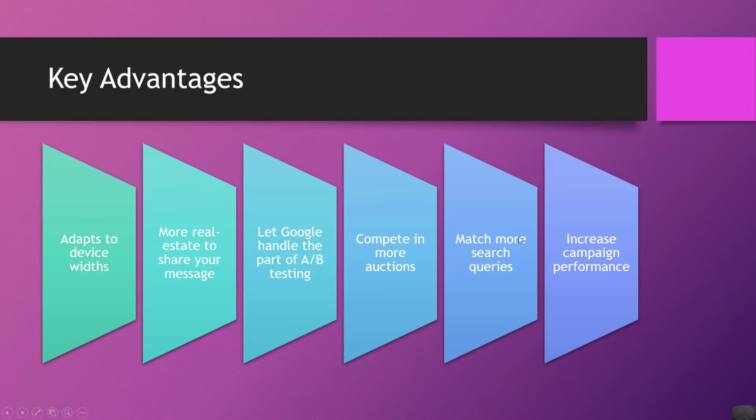So these three advantages: compete in more auctions, match more search queries, and increase campaign performance. I think this is the most important unique selling factor of this new feature, because everyone wants to optimize their Google Ads campaign, and everyone is trying out different things. But with these responsive text ads, you are actually able to enter into more auctions and maximize your search queries and your ad getting triggered. So that's how this is going to work.